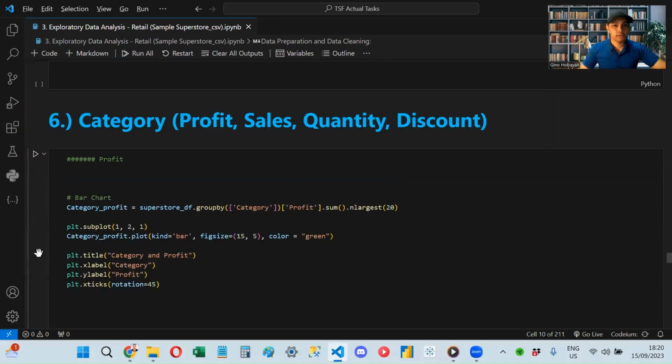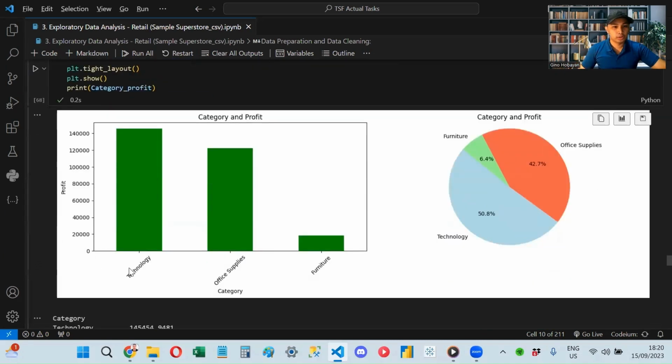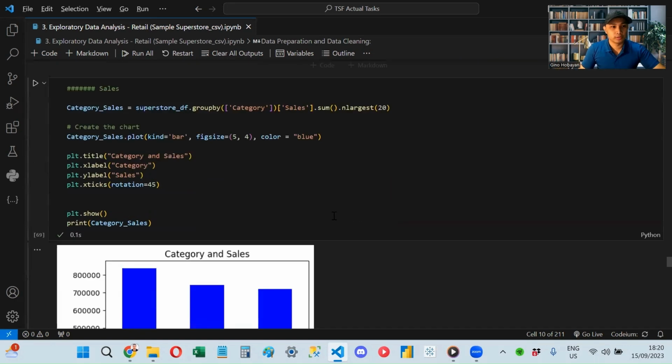Number 6 is category. So in here, we're actually making the most profit on the technology category. This amounts to 50% of our profits, while furniture only amounts to 6.4%. So that's one of our biggest weak areas, and we will have to investigate further.